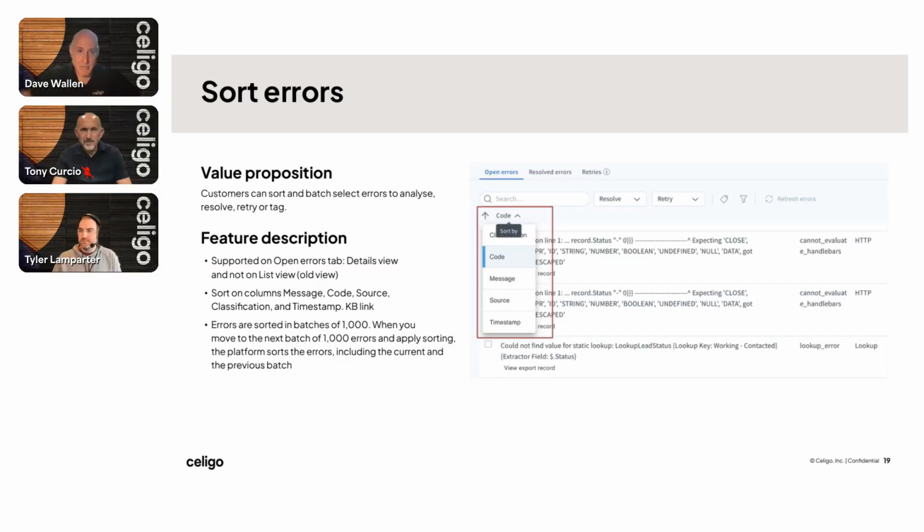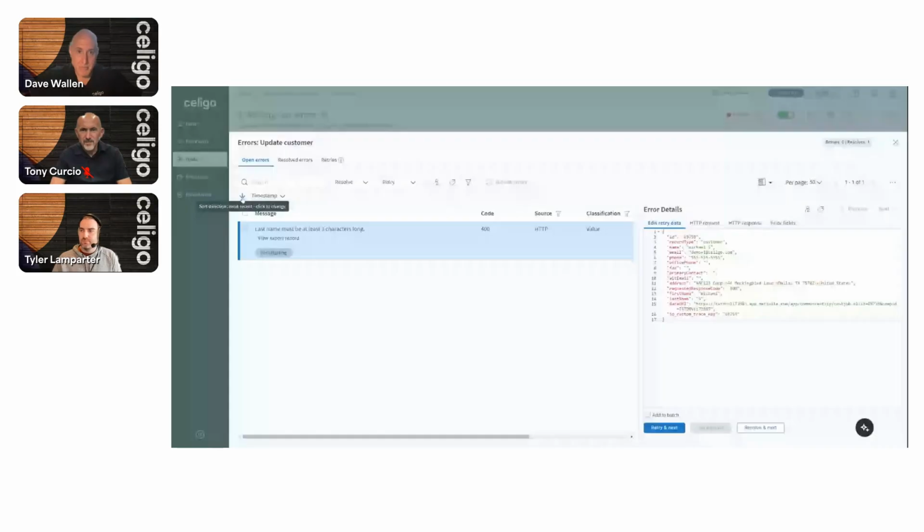And then I forgot to show it there, but you can sort on errors as well. So if I go back, sorry for all the back and forth here. Those errors can be sorted as well. Up in the top left here, I can sort descending or ascending order, and then by code or timestamp.